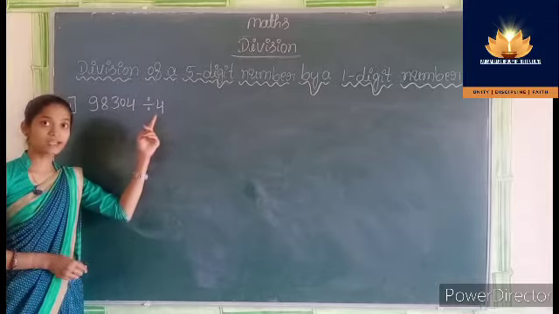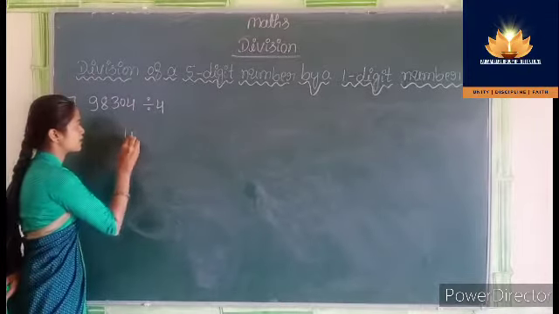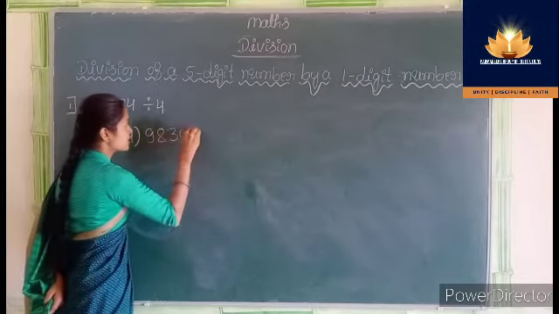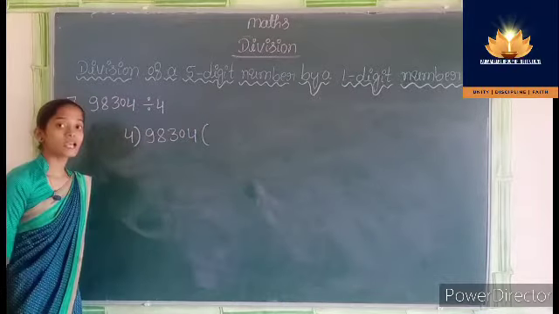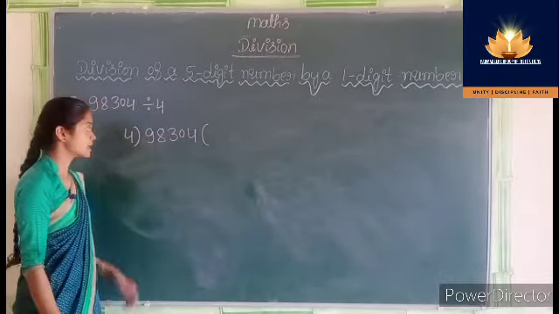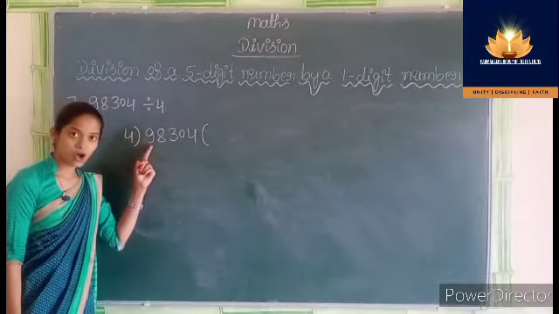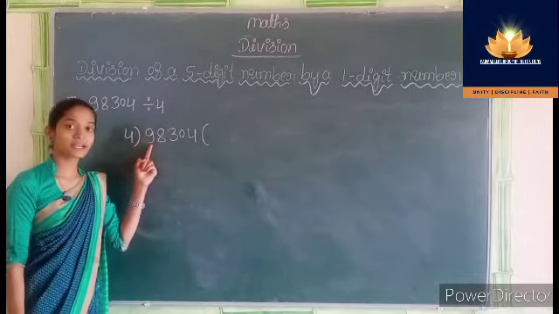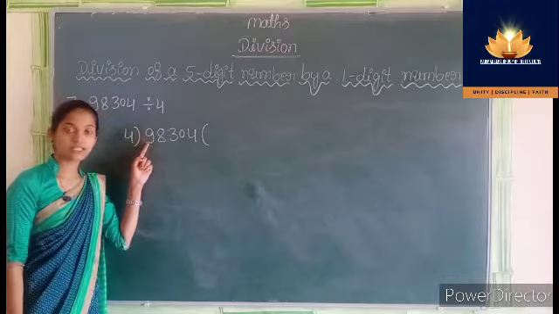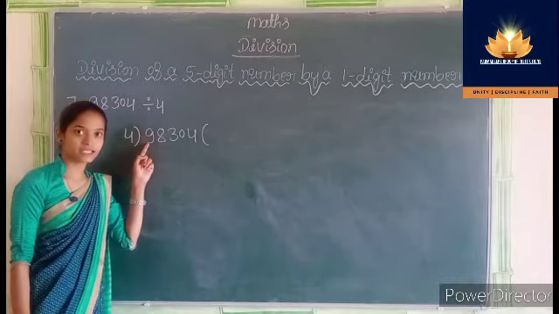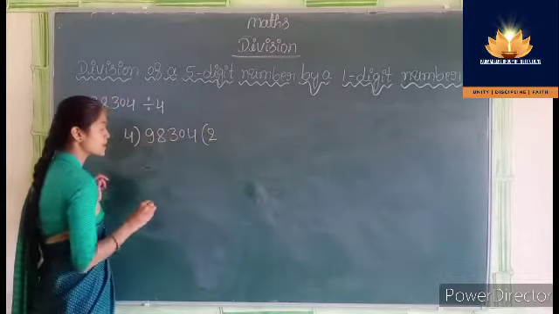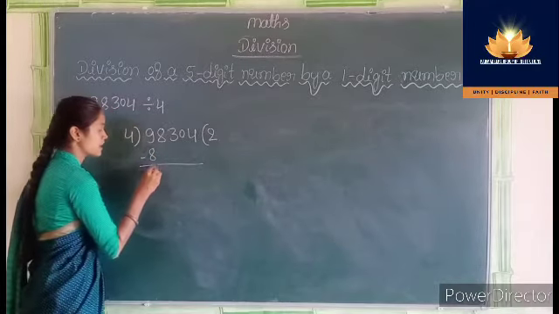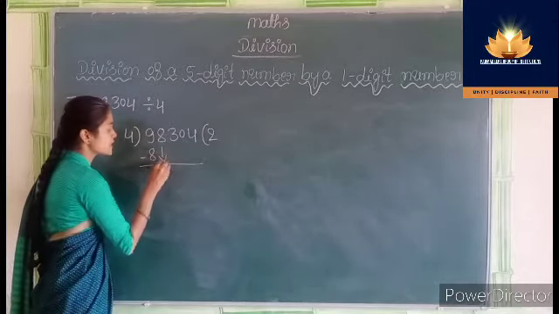98,304 divided by 4. 4 is the divisor and 98,304 is the dividend. Consider the leftmost digit of the dividend, that is 9. 4 ones are 4, 4 twos are 8, 4 threes are 12. 12 is greater than this 9. That's why we have to consider 4 twos are 8. 2 should be written in the quotient place. Write 8 below this 9. 9 minus 8, that is 1. Now bring down this 8.